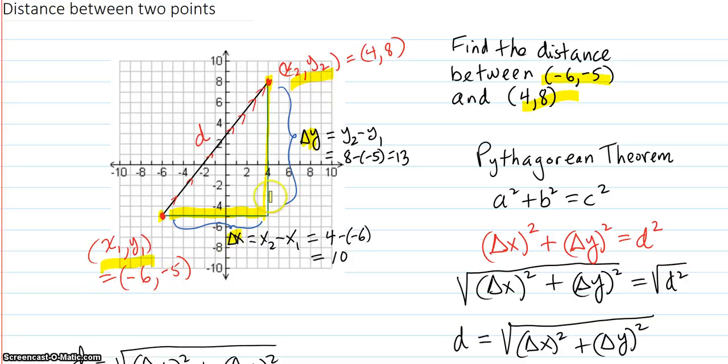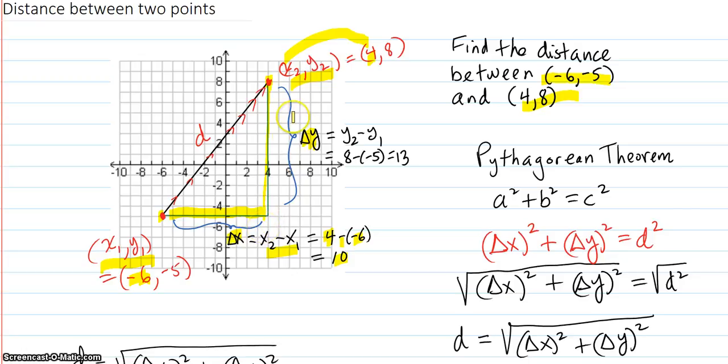So change in x is, here's the point x2, y2, here's the point x1, y1. So the change in x is the 4, which is the x2, subtract the x1, which is over here, x2 minus x1, and that's 4 subtract -6, and that's 10. So indeed it's 10 units. See, it's 6 units to here and 4 more to here, so it's 10 units here.